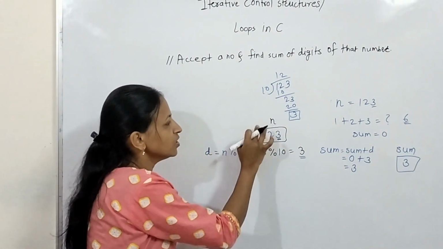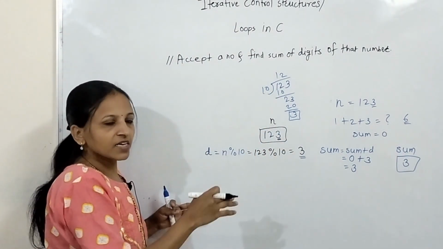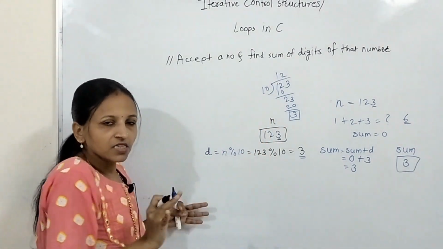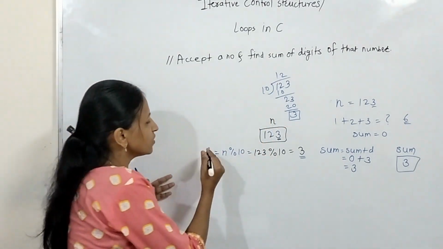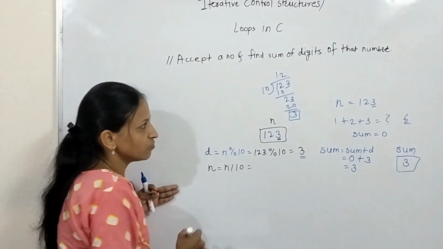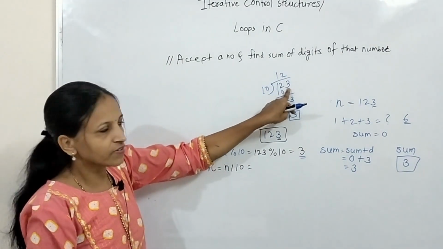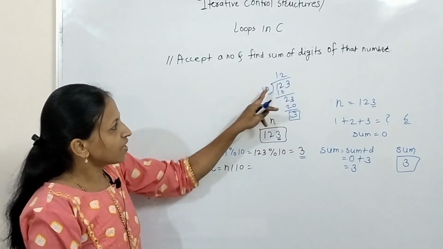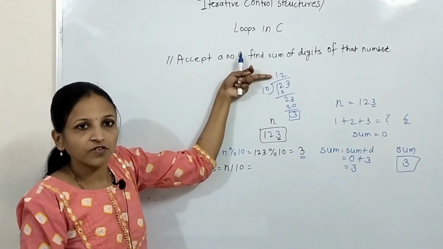Again we have to modify that n to 1 and then we will repeat that digit. In this way we have to do. Means we will do like this: n equals n divided by 10. What will happen? See, what is n? 123 currently, and divided by 10. What is the answer? 12.